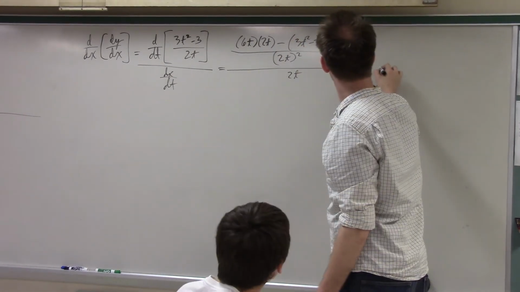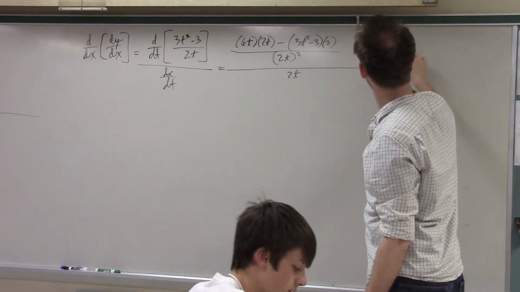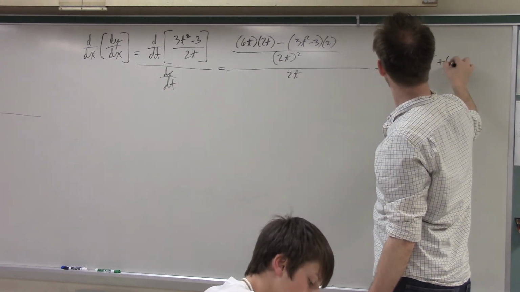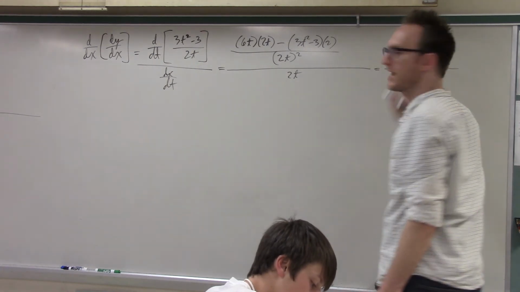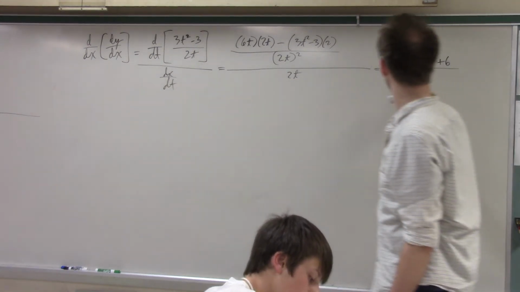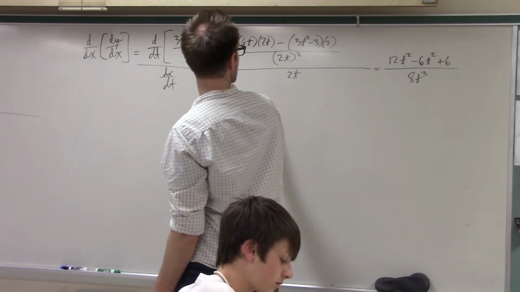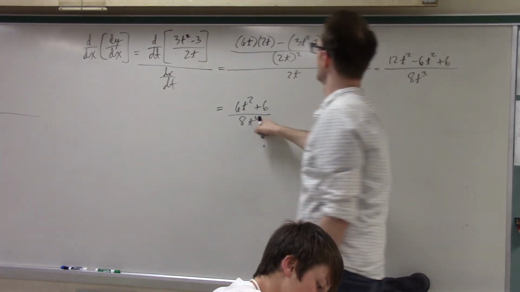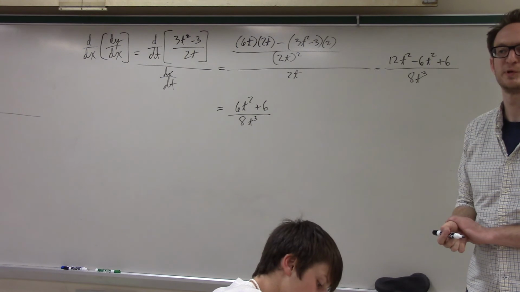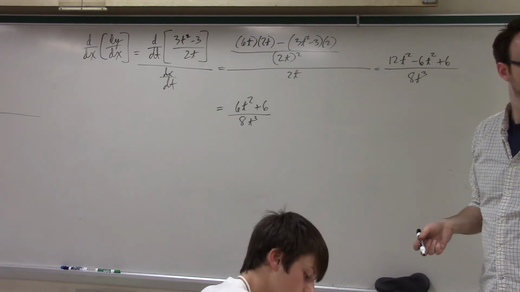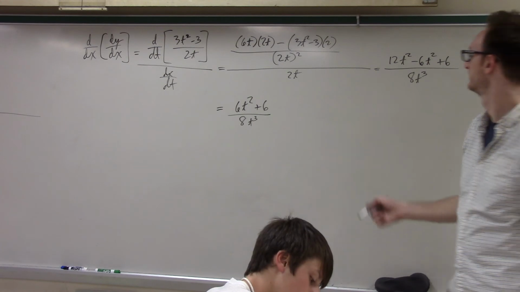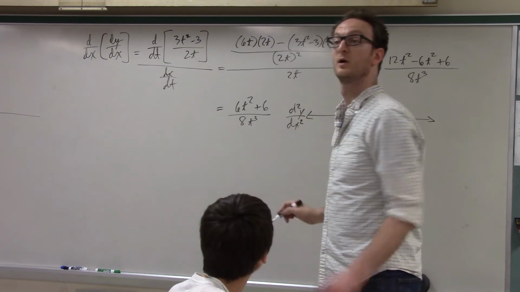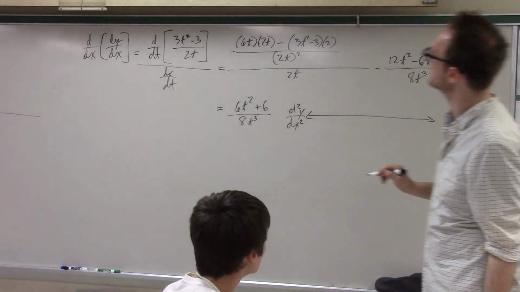So do you guys get what I got? So after simplifying, I get 12t squared minus 6t squared plus 6 over 18t cubed. Is that what you got? So really this turns out to be 6t squared plus 6 over 18t cubed. Tell me something about this fraction. Numerator. Always positive. Numerator always positive, says EO.